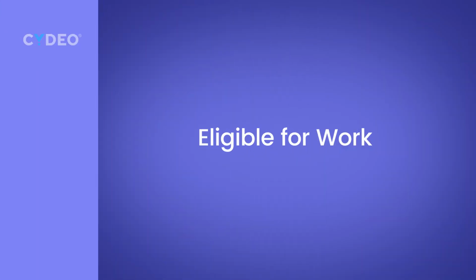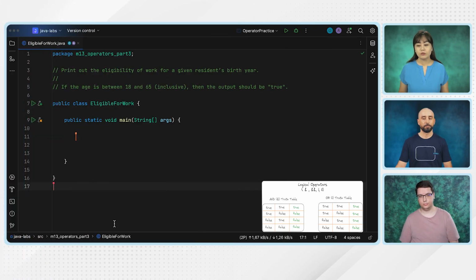We have eligible for work. I can start with that one. Okay, it's your choice, so the screen is yours. All right. So the task says print out the eligibility for work for a given resident's birth year, which means if the age is between 18 and 65, including those ages as well, then the output should be true. So here we're working on relational operators. We compare numbers and then get Boolean results.